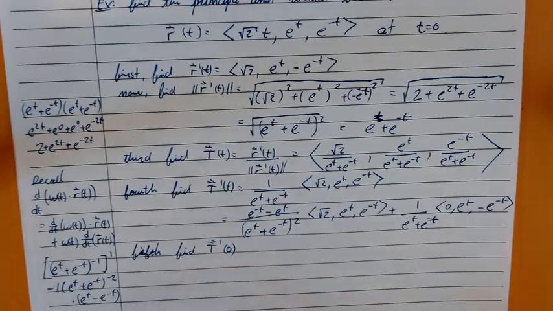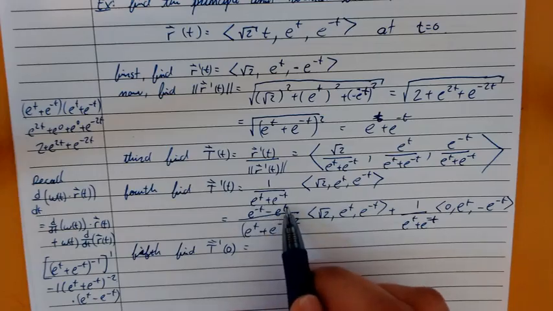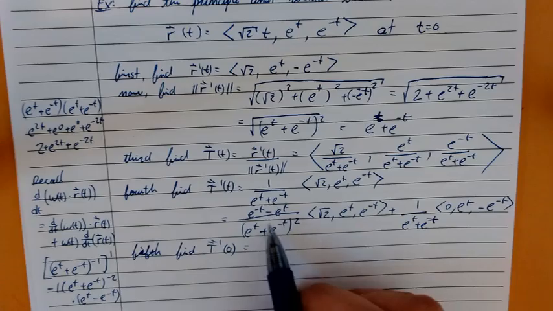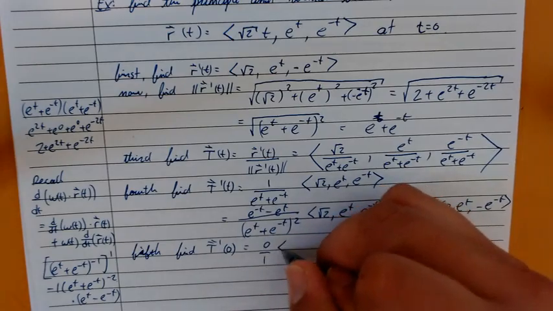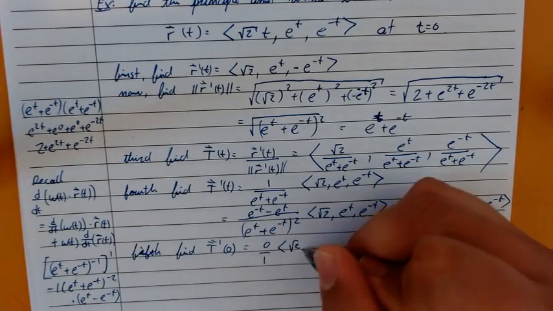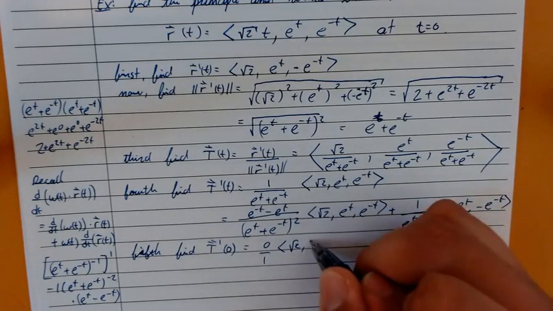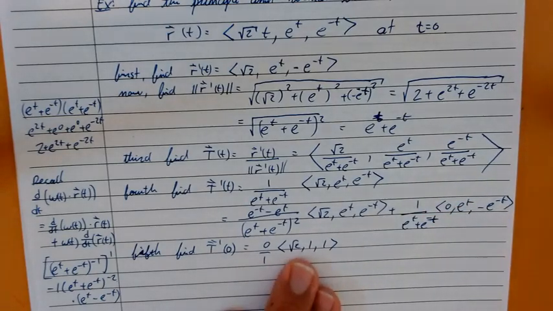So here T prime at 0, that's going to be, well, we're just plugging in 0 to all of these. So e to the 0 is 1 minus e to the 0, that's also 1. Okay, so that's 0. And then that's 1 plus 1, that's 1. Okay, so that's 0 over 1. Oh, that whole thing is 0. Right? That's 0 over 1 times root 2. E to the 0 is 1, and e to the 0 is, again, 1. But again, that's 0 times all of that stuff. That's just 0.